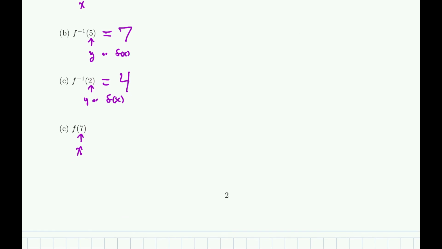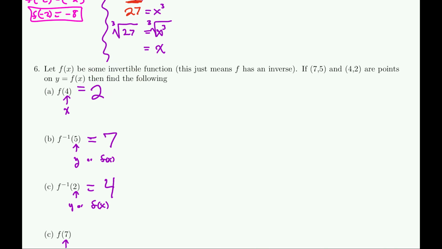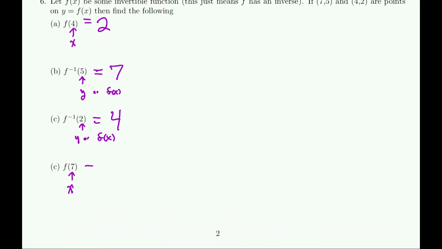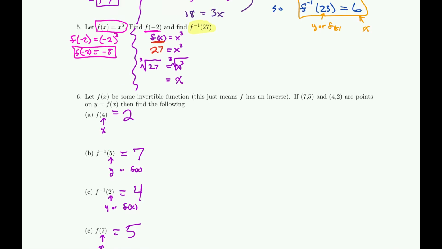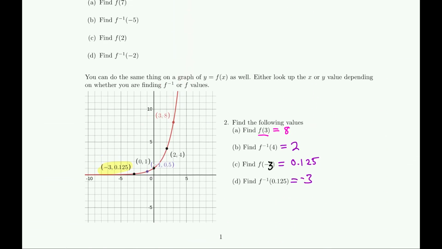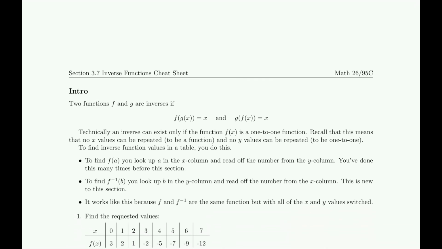And finally, f of 7, that's x equals 7. That's right there. So the other value is a 5. So our answer will be 5. Okay. And so that's how you get started with these. That's how you get started calculating things with inverse functions.